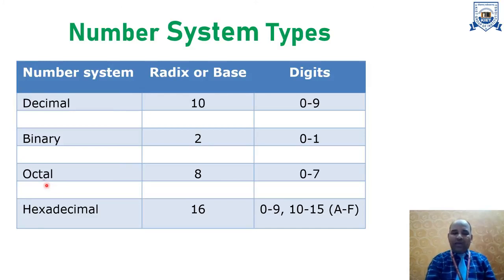Now a very important question arises here: when we already have binary in place, what is the requirement of these octal and hexadecimal number systems? The question is very obvious, because octal and hexadecimal number systems came into the picture after binary.